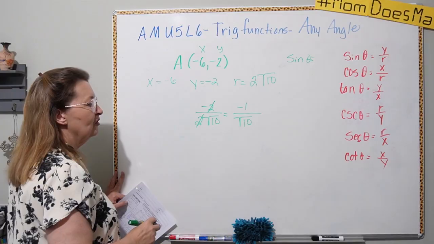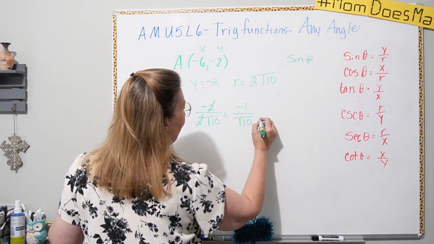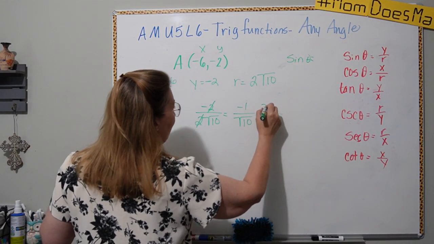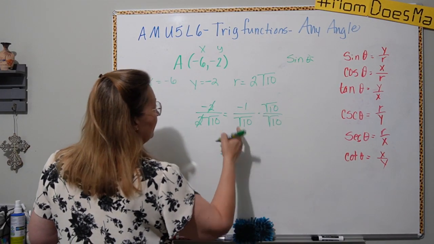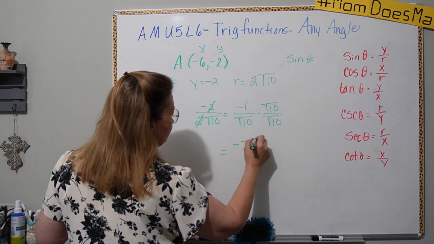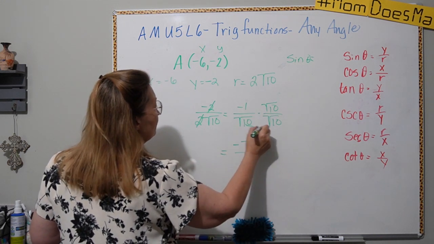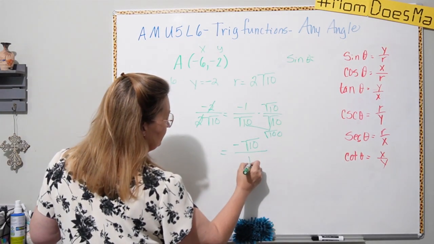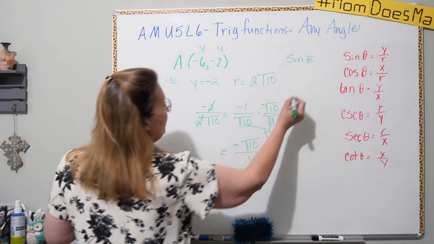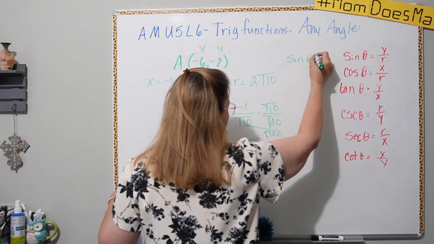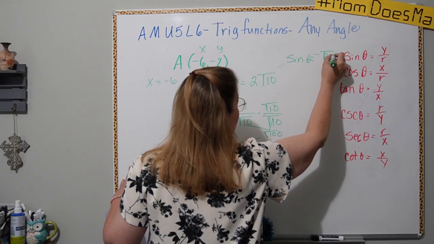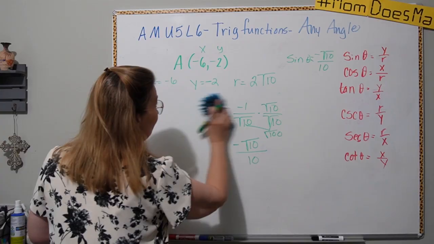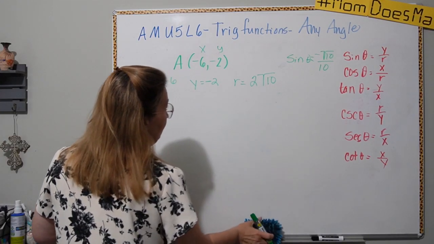You cannot have a radical in your denominator, so we're going to multiply that times square root of 10. Whatever you do to the bottom, you have to do to the top. Now, -1 times square root of 10 is negative square root of 10. Square root of 10 times square root of 10 is actually square root of 100, which is 10. So our sine, simplified form, is going to be negative square root of 10 over 10. Okay? So now, let's work on cosine.